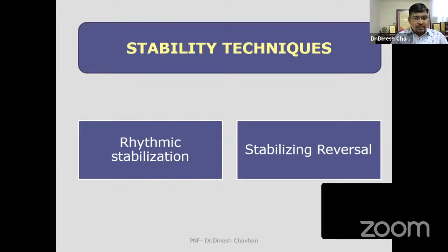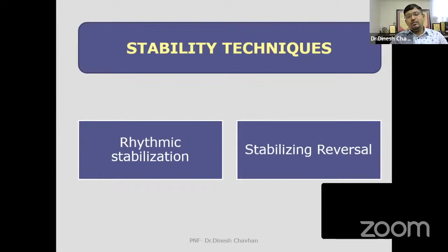This is rhythmic stabilization and stabilizing reversal. So what is the definition of rhythmic stabilization? Rhythmic stabilization is where both agonist and antagonist work together to maintain that position, without relaxation or changing the movement or hand position of the therapist. That is nothing but rhythmic stabilization, to maintain that stability.